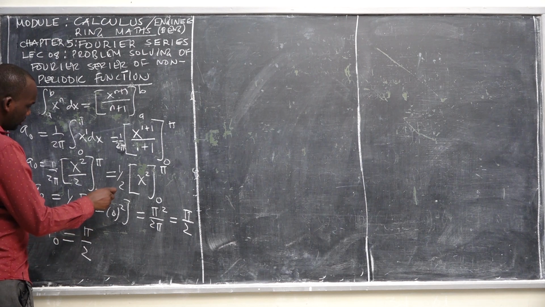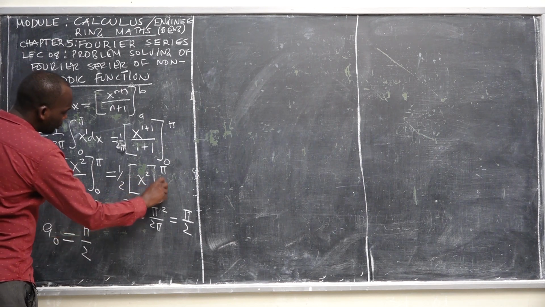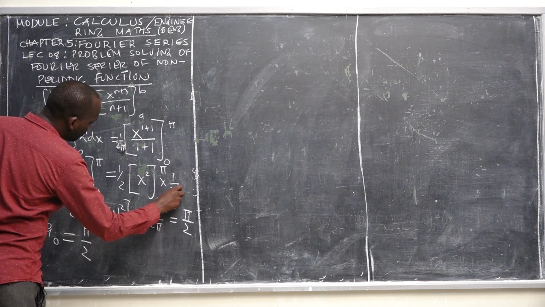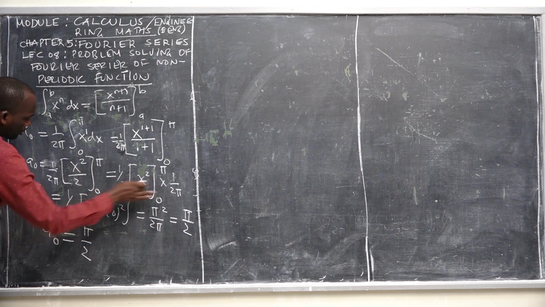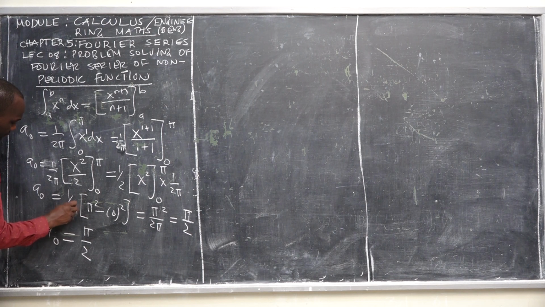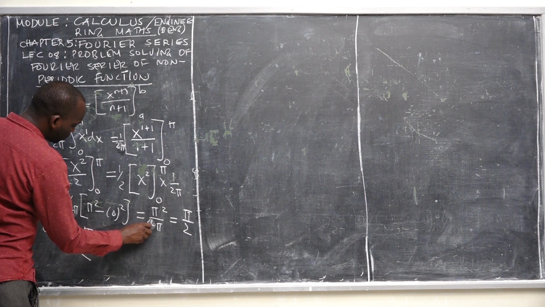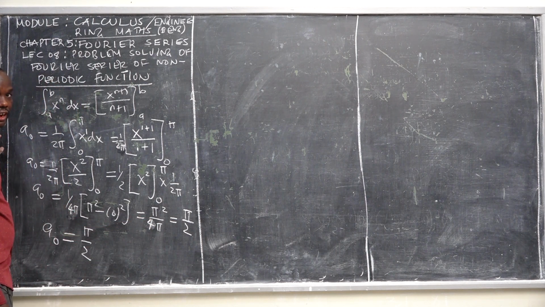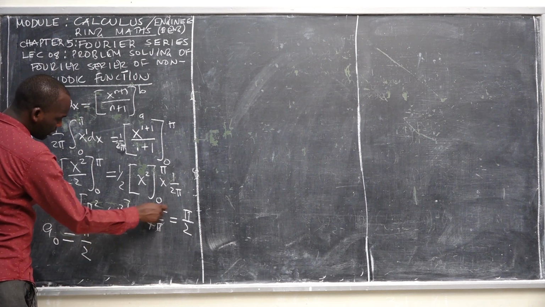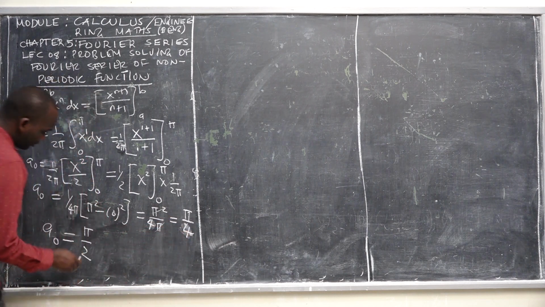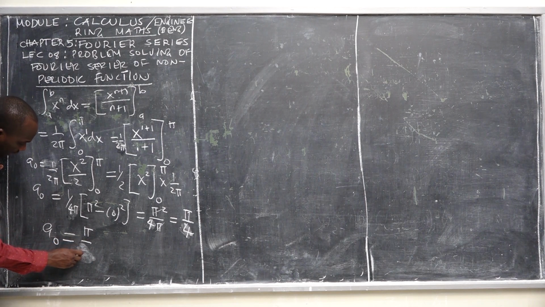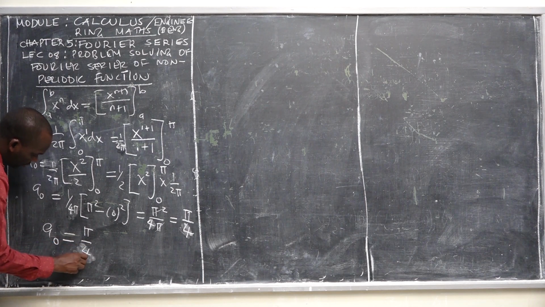At this point, I have a half, so simply I can say times 1 over 2 pi. Then at this point, I still have 2 times 2, so I will have 1 over 4 pi. So this one will be 1 over pi squared over 4 pi. If you simplify, means you divide by pi, you have pi over 4. So a naught is not pi over 2, it's pi over 4.